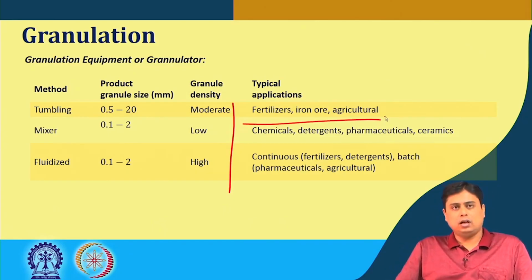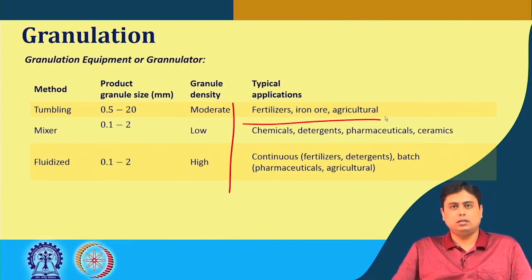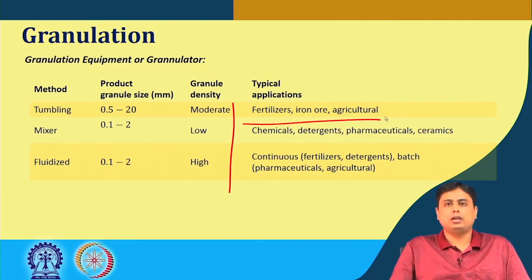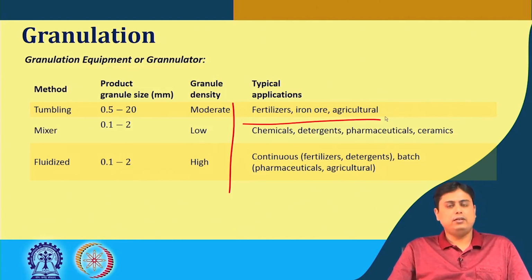The tumbling granulators are typically used in fertilizers, iron ore processing, and agricultural industries. Mixer granulators are frequently used in the detergent or pharmaceutical industries. Fluidized bed is typically used in both continuous and batch operations, and it has possibly the most extensive use.